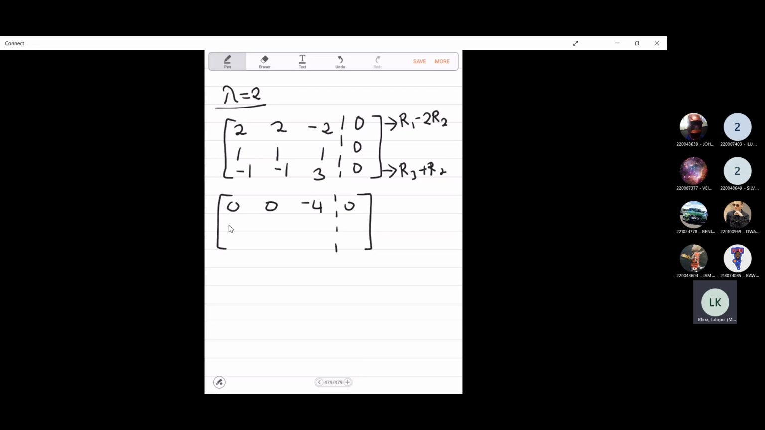Then here nothing has changed, so it's just 1, 1, 1, 0. And then we add row 3 and row 2, so 1 plus minus 1 is 0, 1 plus minus 1 is 0, 1 plus 3 is 4, and then we have 0. Okay, we can divide throughout by minus 4.